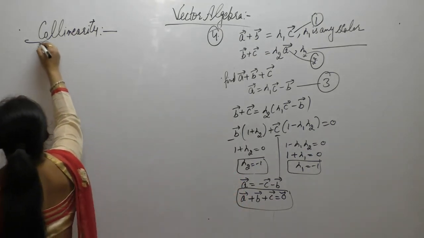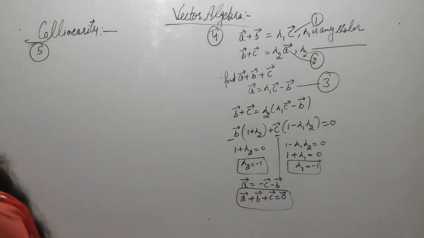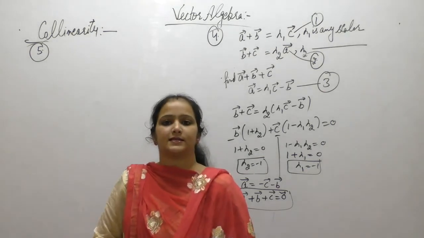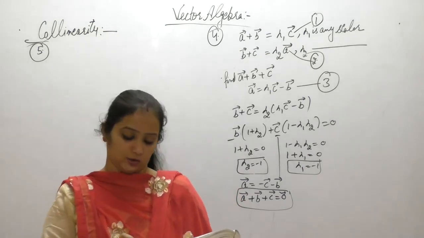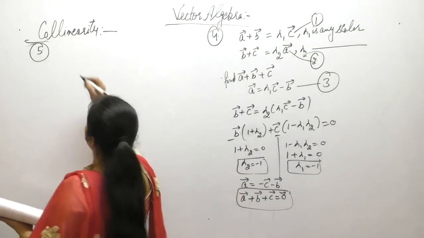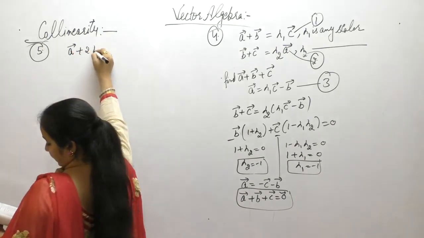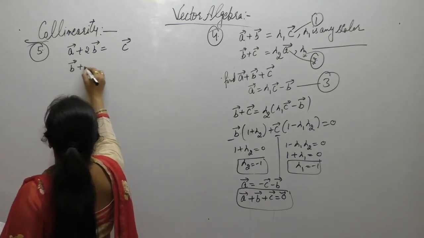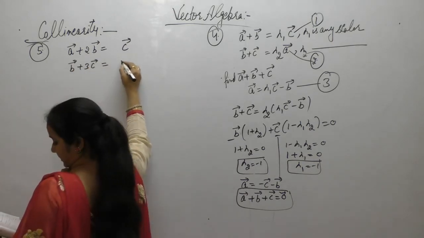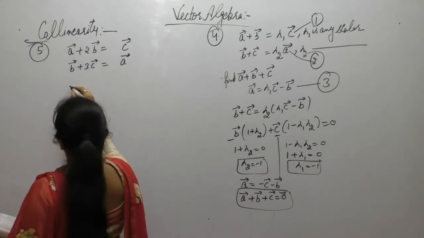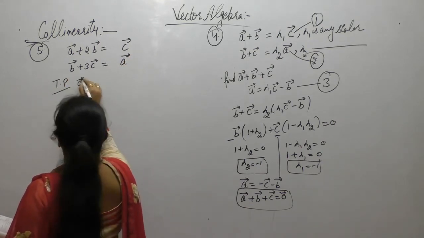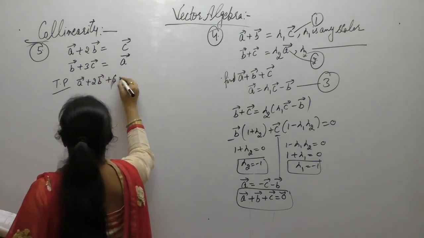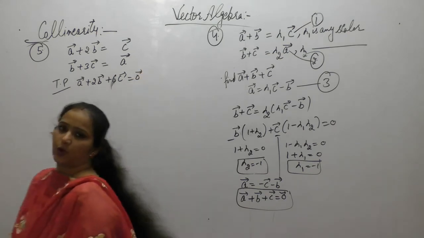Now the next one. Let A, B, C be non-zero vectors such that A vector plus 2B vector is collinear with C vector and B vector plus 3C vector is collinear with A vector, then prove that A vector plus 2B vector plus 6C vector is equal to 0 vector.